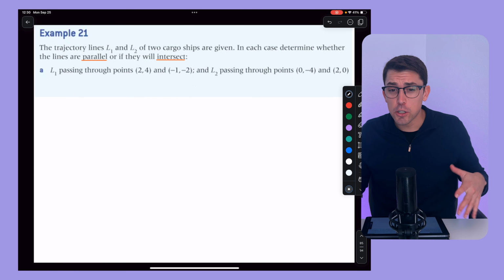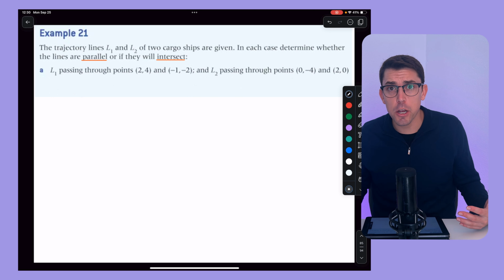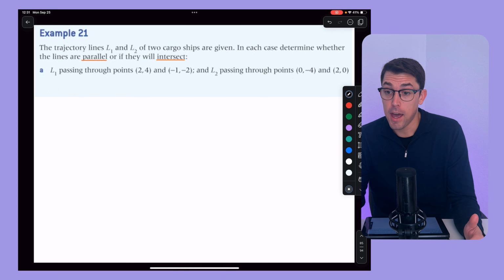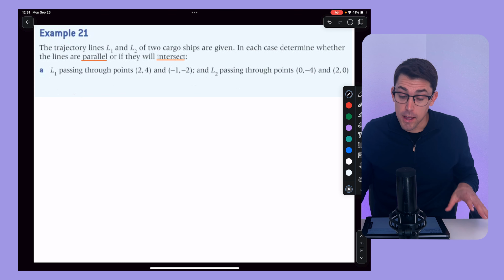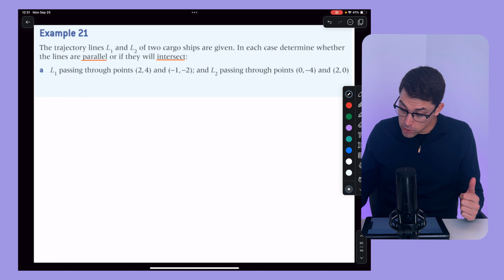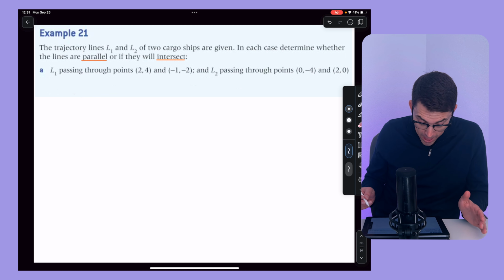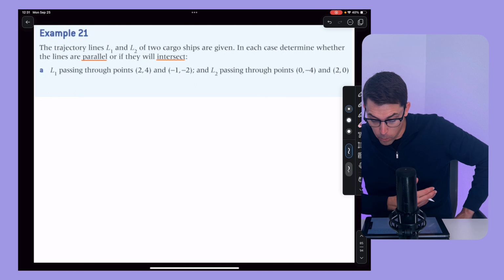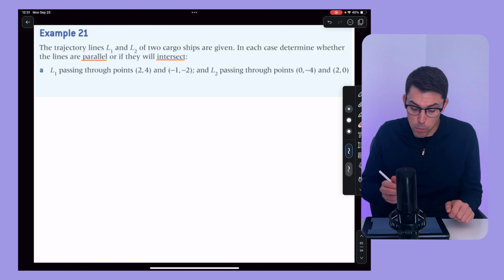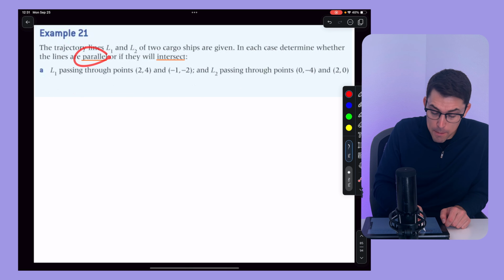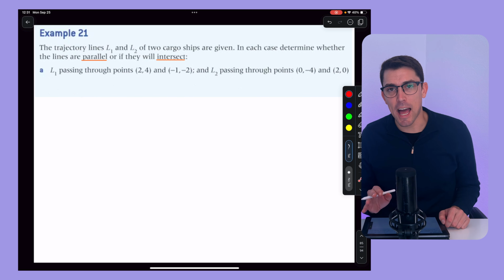Take a look at an example. So let's say that we have two cargo ships and we're given their lines of trajectory, or we have to figure out what their lines of trajectory are. And let's say that in each of these cases, we want to determine if this is parallel or if this is going to intersect. Okay, so let's go ahead, and I see that L1 is passing through the points (2, 4) and (-1, -2), and L2 is passing through the points (0, -4) and (2, 0). So remember what this is asking. It is asking us if they are parallel. So if they are going to be parallel, it means that they have to have the same exact slope.